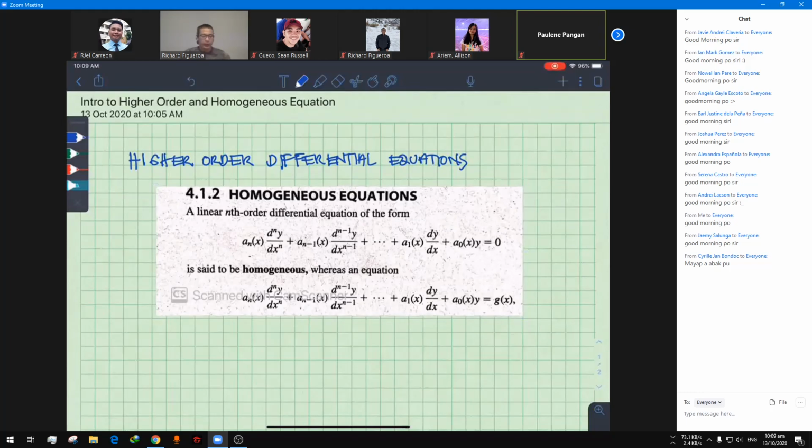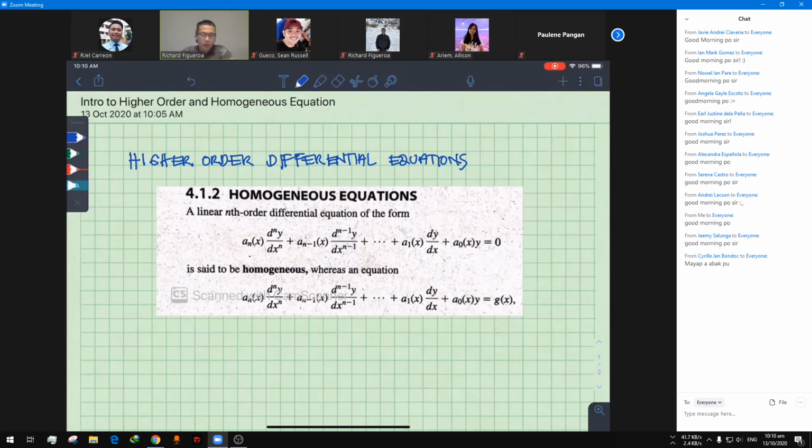So to start with, by the way, we are all done with the different methods in finding the solution of a first order differential equation, together with some of the applications of first order differential equations. So this time around, we'll have the higher order differential equation. We'll first introduce what is a higher order differential equation, and what are the methods that we have in solving higher order. Okay, so we'll have the first method in solving higher order differential equations.